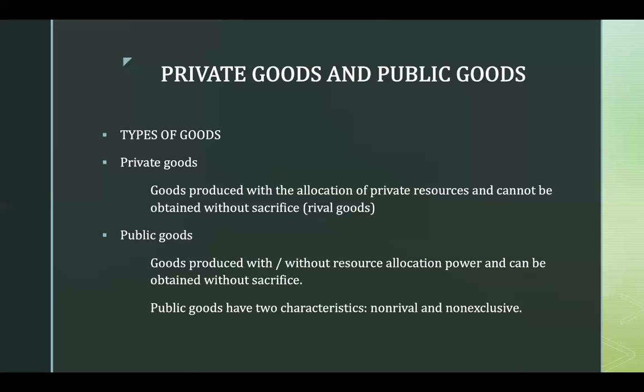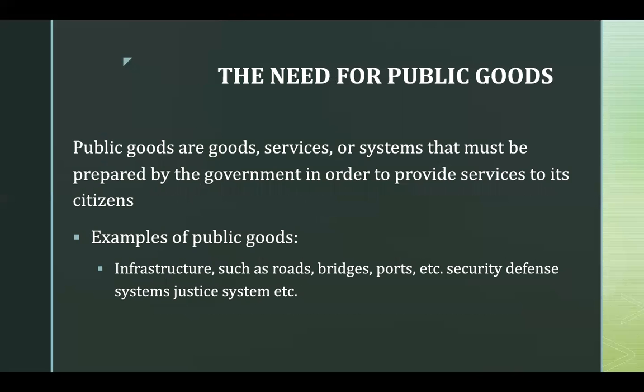And then public goods are produced with or without resource allocation power and can be obtained without sacrifice. Public goods have two characteristics: non-rival and non-exclusive. For example, public parks or the air we breathe are public goods. Anyone can enjoy them without paying anything, right? Okay, so we go to the next.